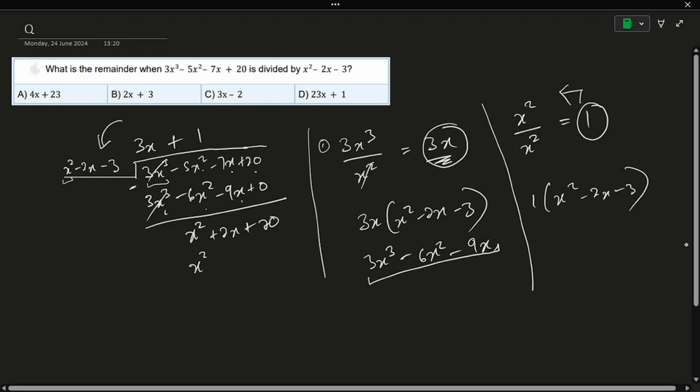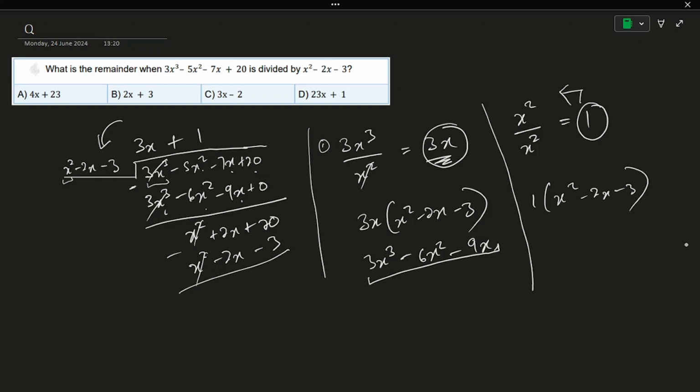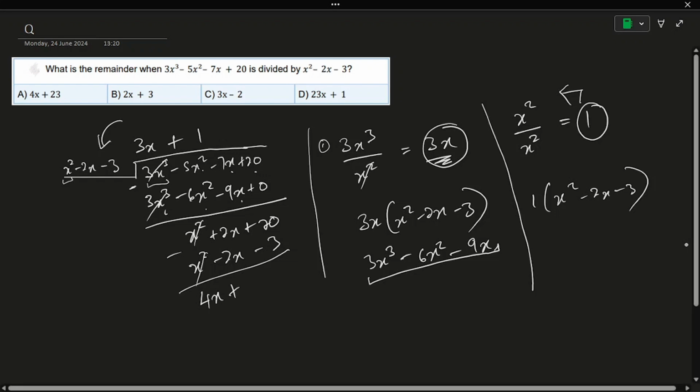This is going to be x squared minus 2x minus 3, and we put a negative there, and then we find the difference. So x squared minus x squared, they go because they're the same. 2x minus 2x is the same as 2 plus 2x, so in other words, we're going to have 4x. Then 20 minus 3, which is the same as 20 plus 3. So this is 23. So we now have our remainder, which is this one, because we can no longer go on and divide 4x by x squared, right?